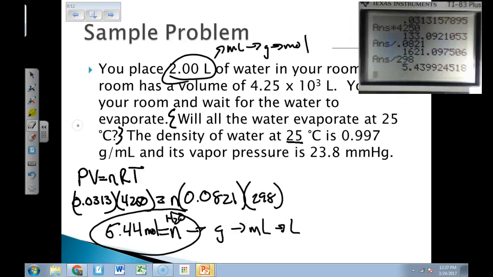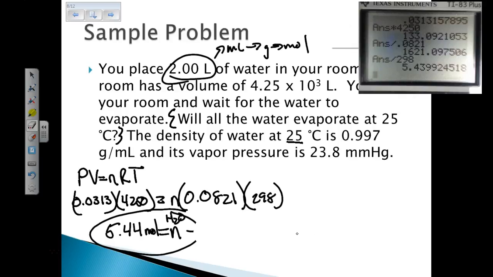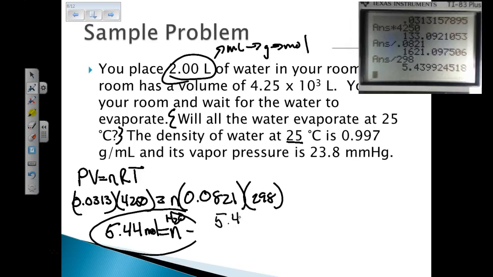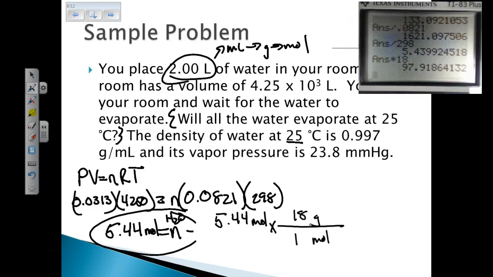So I'm going to take this value that I just calculated, and I'm going to convert that to liters. So we take this, we have 5.44 moles, and then we X-line it. So for every 1 mole, water has a mass of 18 grams. So we take that, we go times 18, okay, and so we get 97.9 grams. And so now 97.9 grams, and we're going to X-line this.